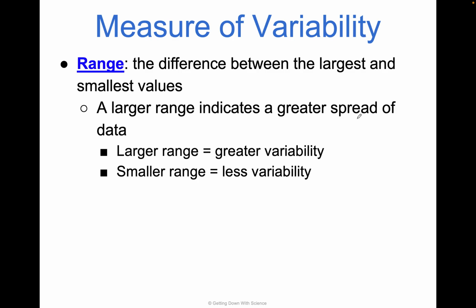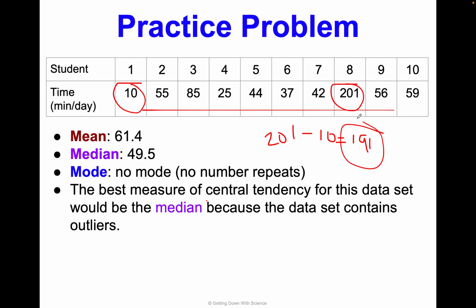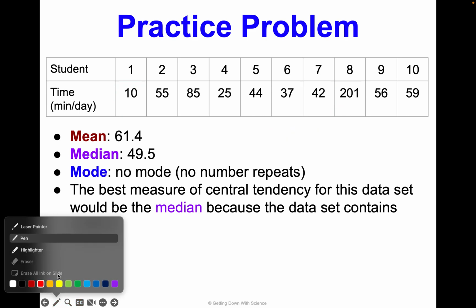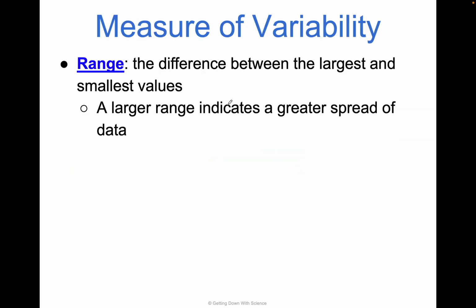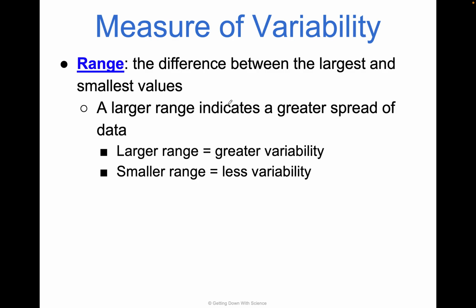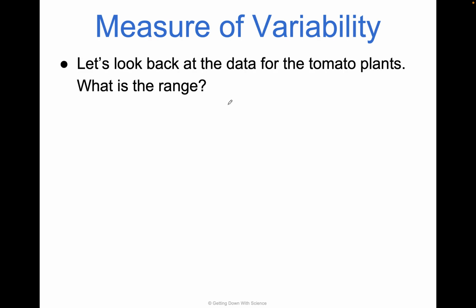If it's a smaller range, like let's say all of these students spent, you know, this one spent 60 minutes and this one spent 62 minutes and this one spent 58 minutes, right? If it's a smaller range, then it's going to have less variability within it. Okay. We use range in conjunction with standard deviation. And we're going to get to standard deviation in just a sec, but we use the range with the standard deviation to make inferences about data sets.